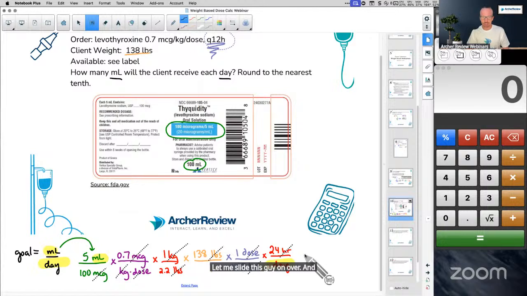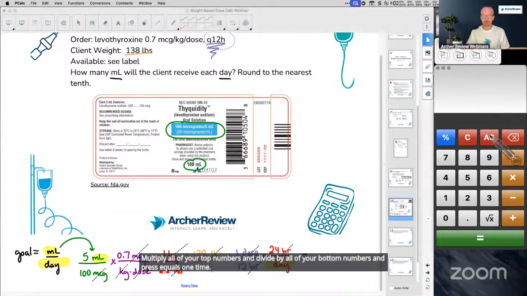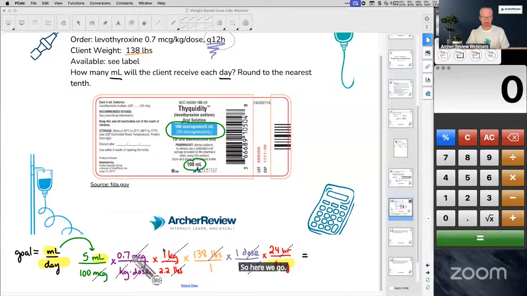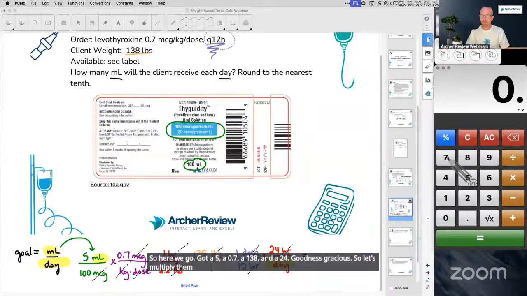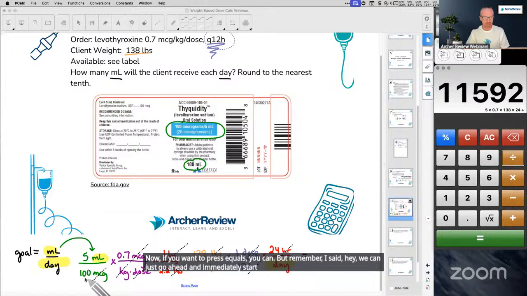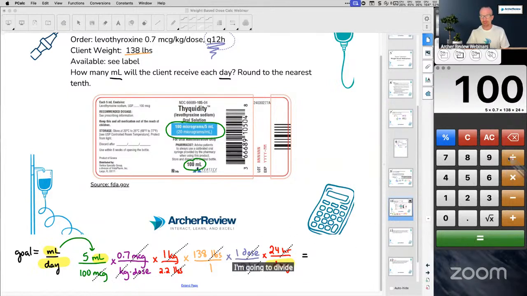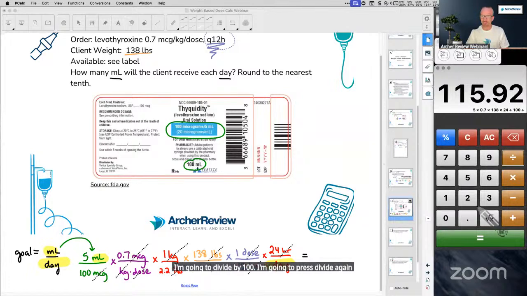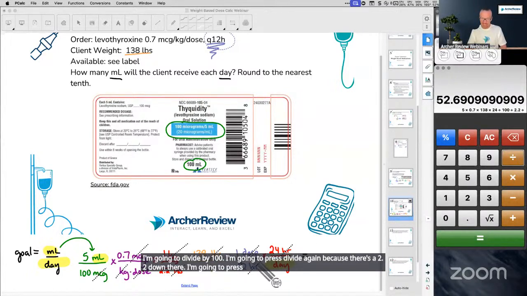And what's that calculator shortcut, y'all? Multiply all of your top numbers and divide by all of your bottom numbers and press equals one time. So here we go. Got a 5, a 0.7, a 138, and a 24. Goodness gracious. So let's multiply them: 5 times 0.7 times 138 times 24. Now, if you want to press equals, you can. But remember, I said we can just go ahead and immediately start dividing by our bottom numbers. I'm going to divide by 100. I'm going to press divide again because there's a 2.2 down there. I'm going to press divide again because there's a 12 down there. And finally, I'm going to press equals.